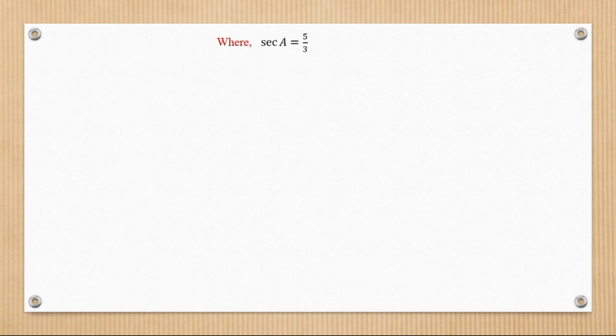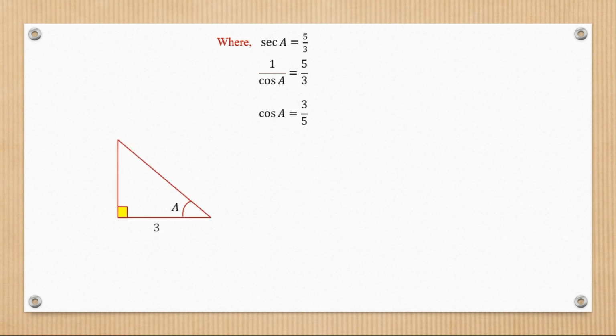Where we know that sec A is 5 over 3, that basically means that 1 over cos A is 5 over 3, and then that means cos of A shall be equal to 3 over 5. So now we're going to use this knowledge to find what sine of A is. We put this in a right angle triangle, where the angle is A, the adjacent is 3, and the hypotenuse is 5. Now we need to find the opposite, and we shall use Pythagoras theorem.